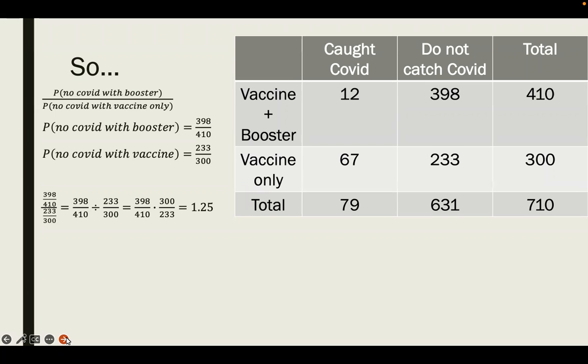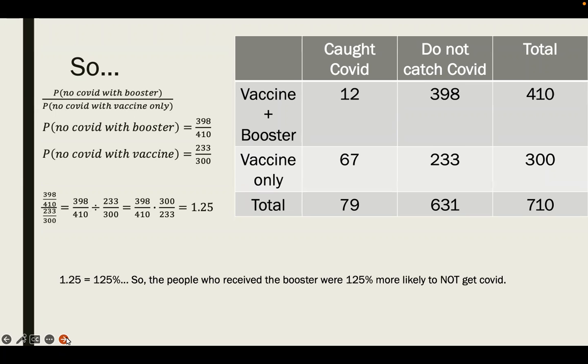And now you're thinking, well, what does that mean? Well, 1.25 is the same as 125%. So remember, it is greater than 1. Our relative risk is greater than 1. So the people who received the booster were 125% more likely to not get COVID. That's what that means, right? So with the booster, they're more likely to not get COVID. That's the relative risk. That's what that tells us.